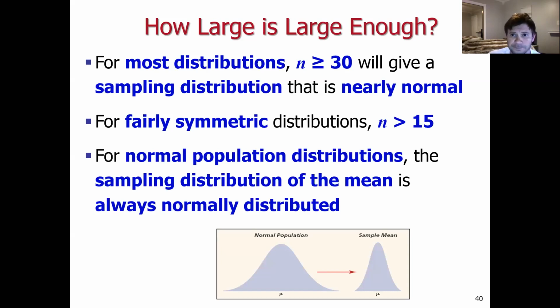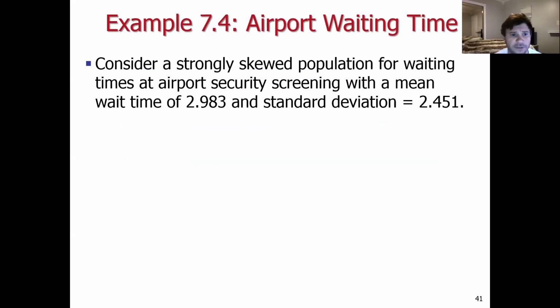All right, so we're going to go ahead and conclude with one more application of the central limit theorem. We're going to take a look at some very strongly skewed population data for waiting times at airport security, with a mean wait time of 2.983 and a standard deviation of 2.451.